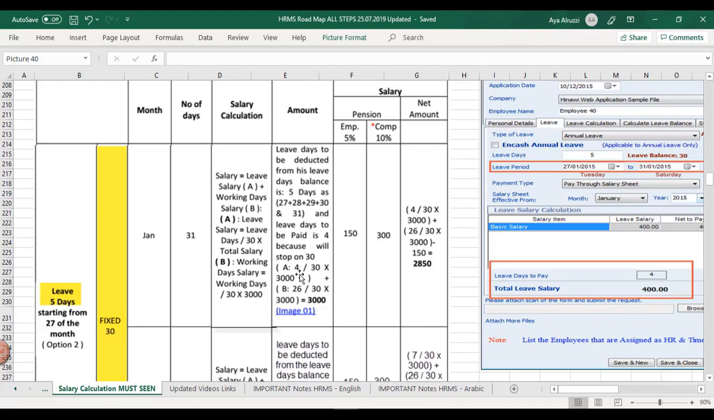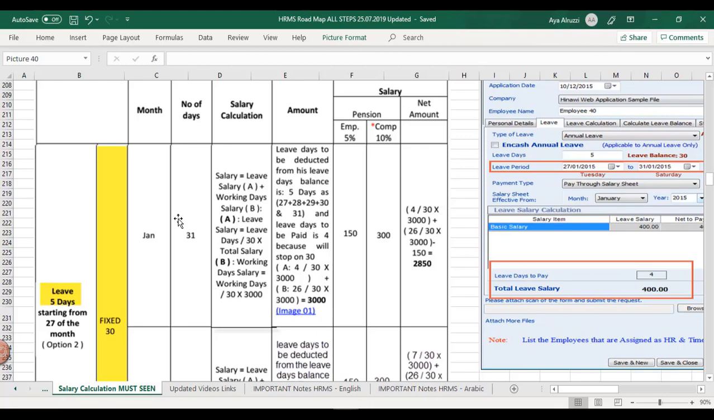So where did this 4 come from? Again, let's repeat this part. Basically, it says here that in the first part, the leave days are 4, based on the fixed 30 days, and 5 days of leave will be taken as absence from the balance, which is 27, 28, 29, 30, and 31. There are 5 days, but since we're talking about fixed 30 days, here it's 4. That's why the leave days to be paid are 4, since it will stop at 30.